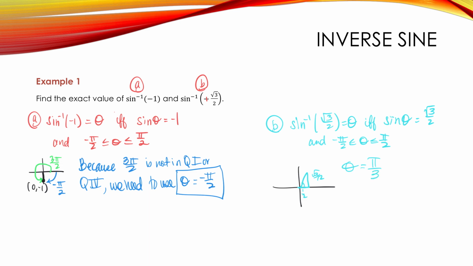And the nice thing is we don't have to worry about our angle needing to be positive or negative, because pi over 3 is between negative pi over 2 and pi over 2. And it couldn't be in quadrant 4 because in quadrant 4, sine is negative. So it can only be in quadrant 1. So we're okay. It fits the proper domain for our inverse, and we have now found our angle that has a sine of root 3 over 2.